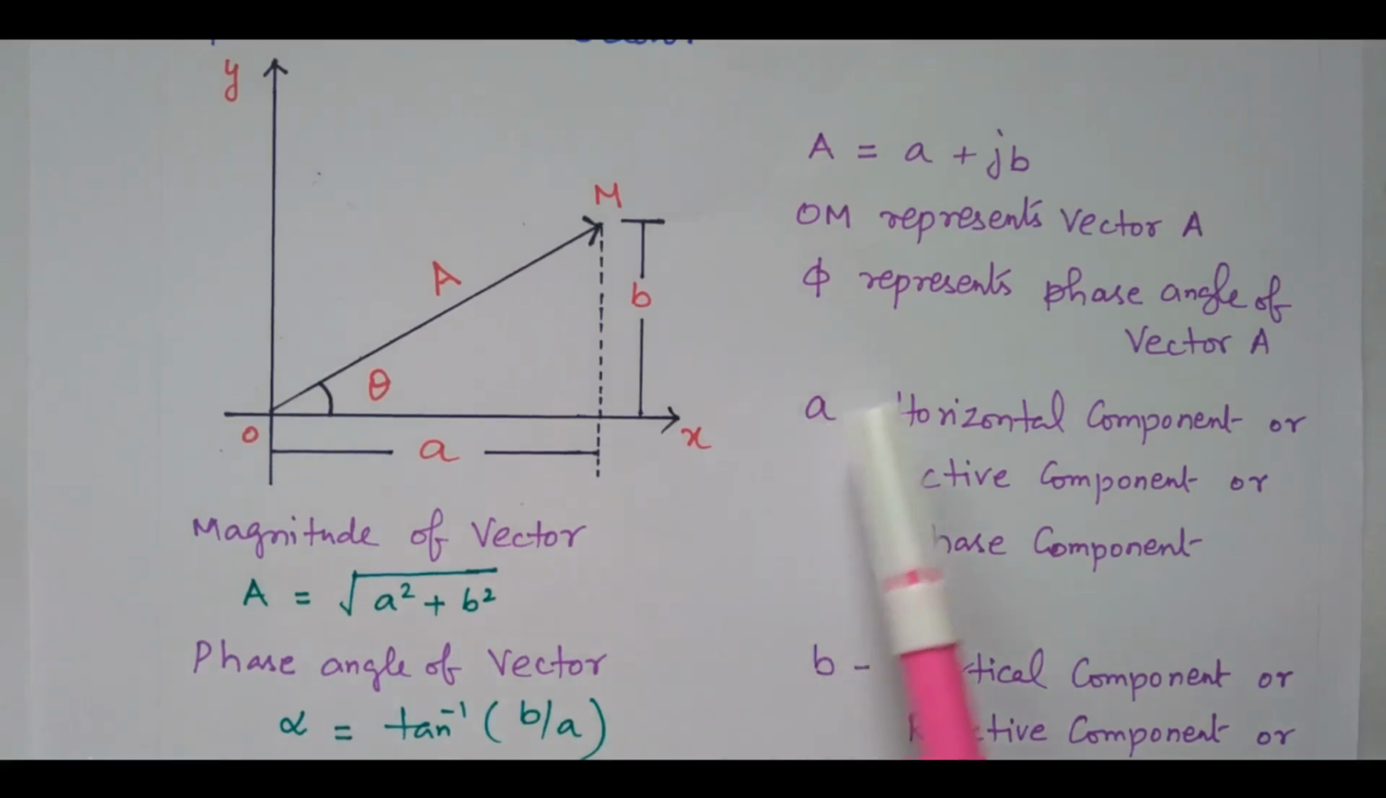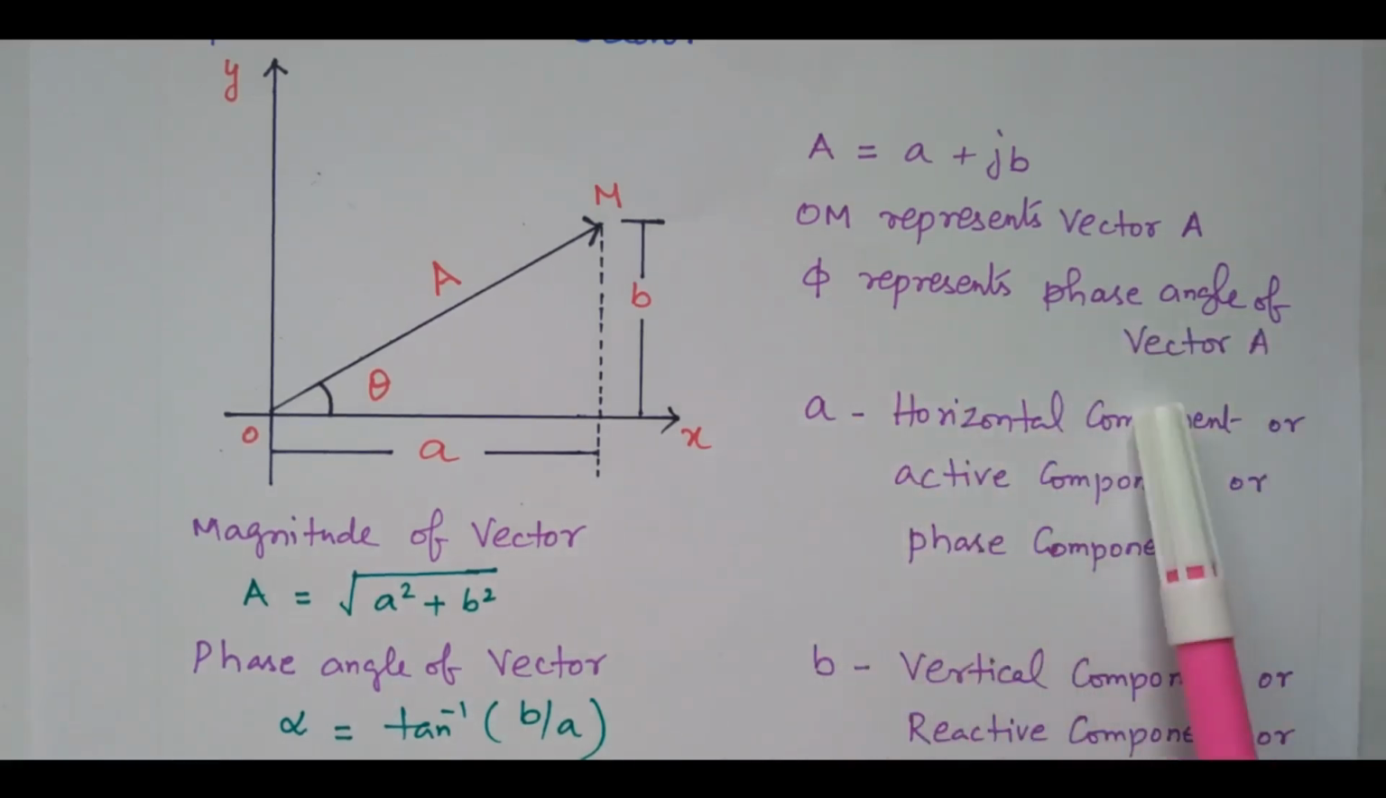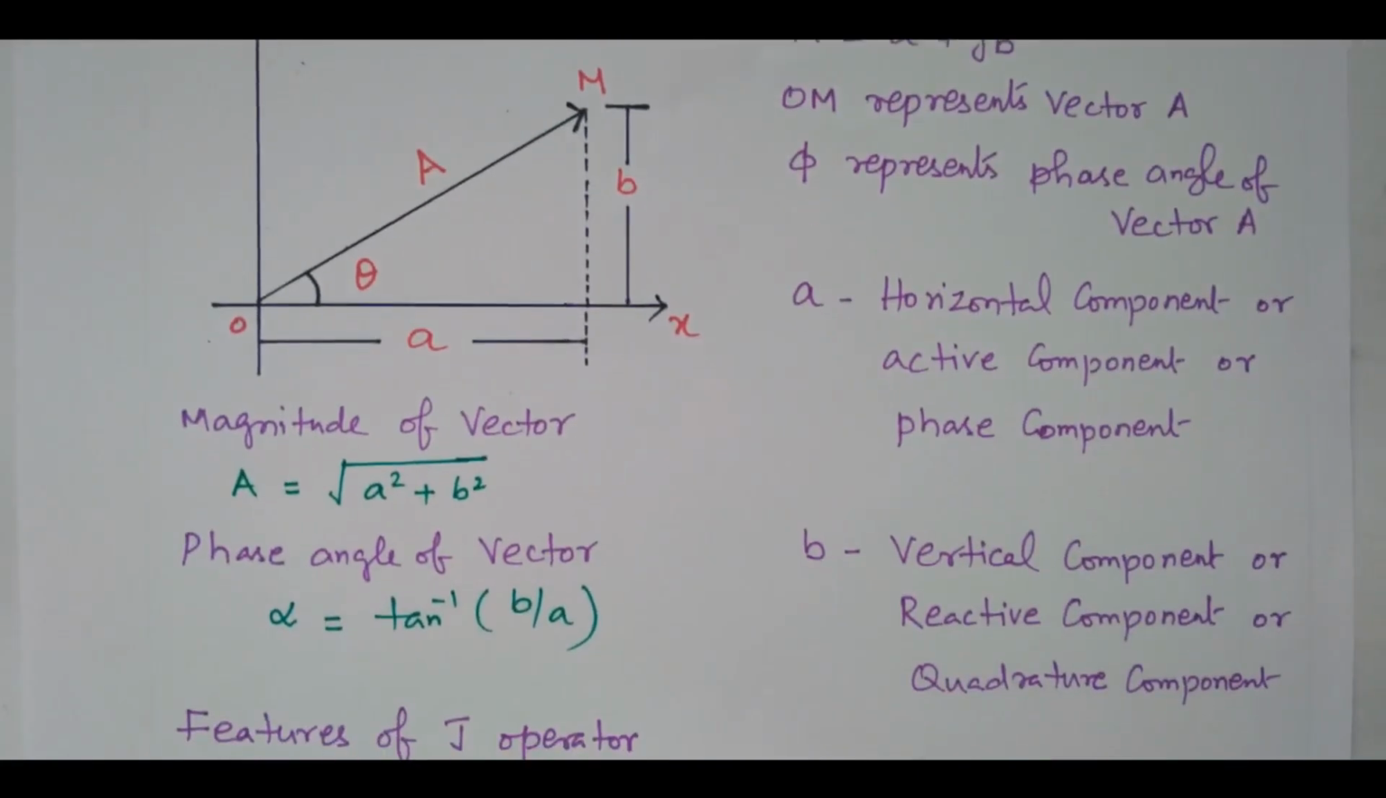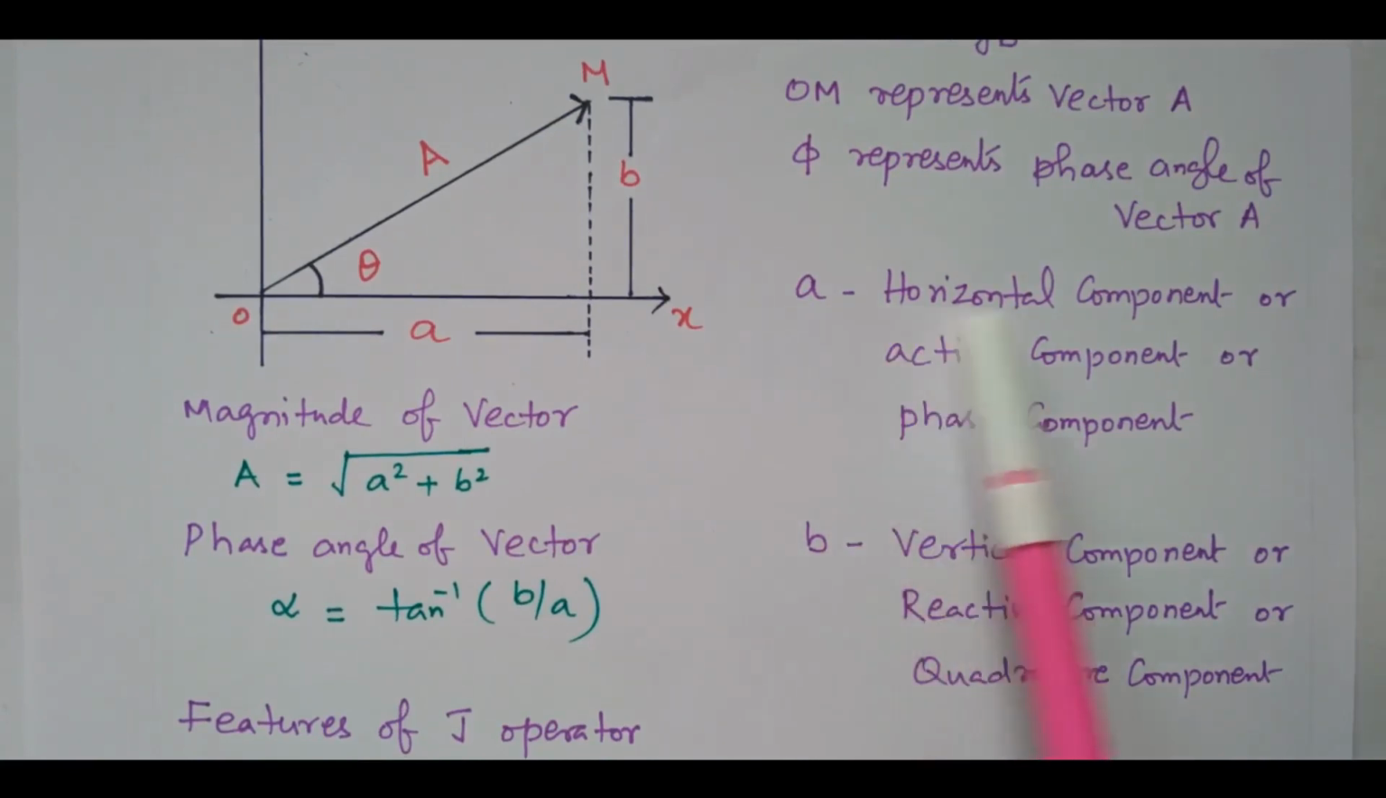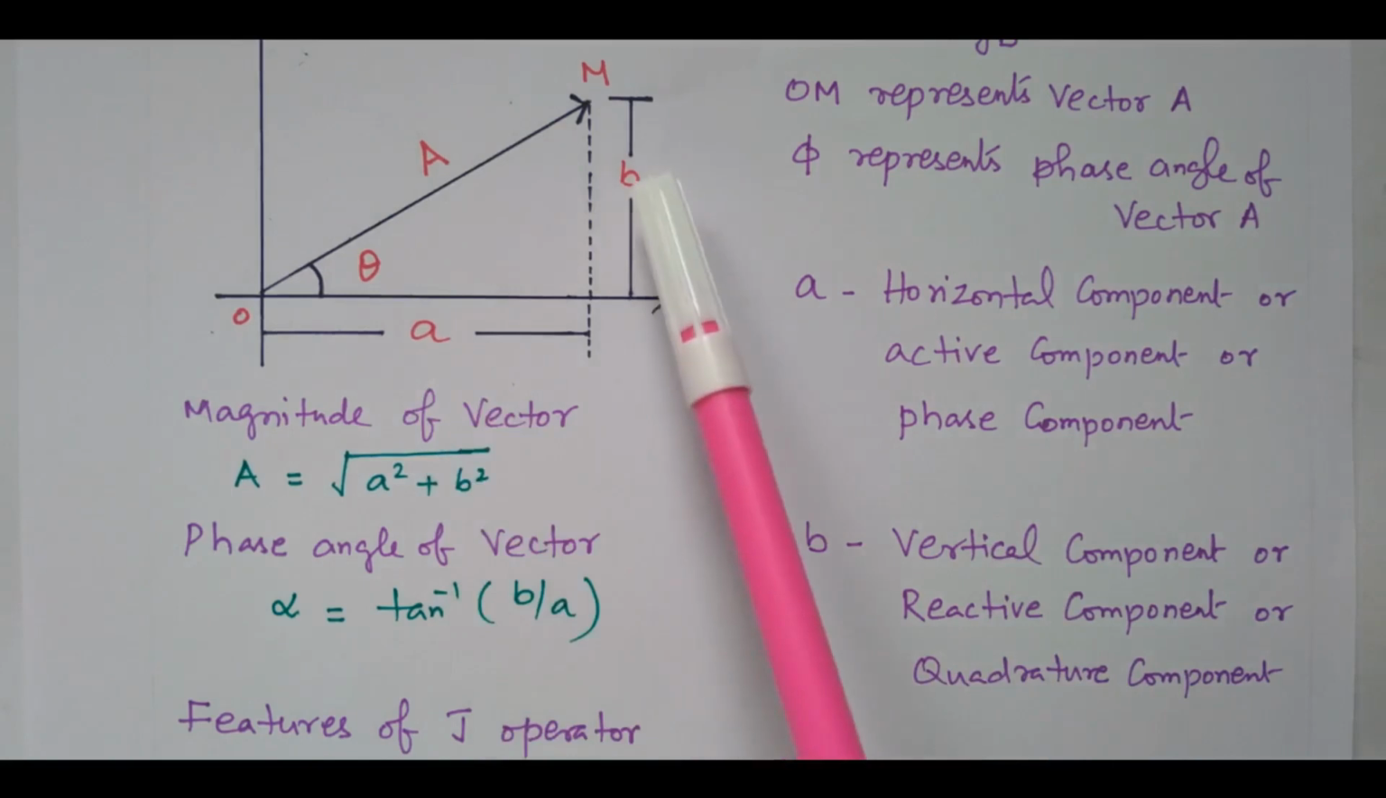So what is that theta? It represents the angle of vector A. And also some more description is given. The a is the horizontal component, or active component, or phase component. It's a real term. It's also called the horizontal or active or phase component. The b is the vertical component, or reactive component, or quadrature component. Quadrature means 90 degrees. It's an imaginary part. So a is the real term, b is the imaginary term.